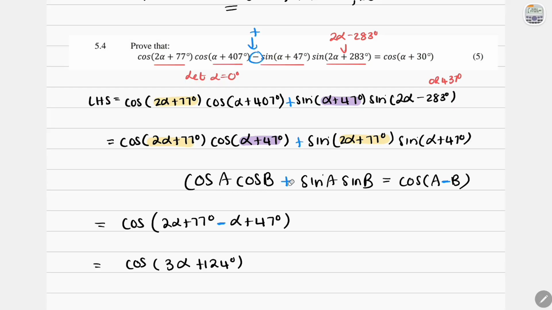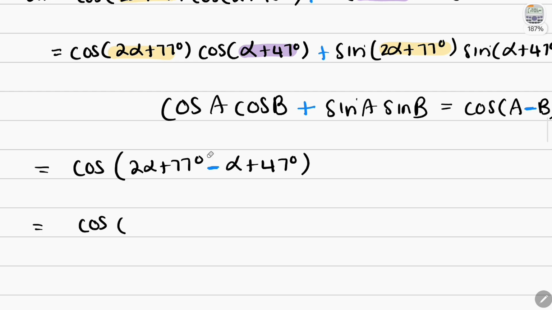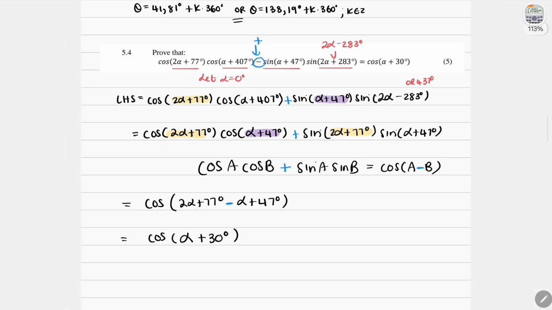cos A, cos B plus. And then we'll have to simplify it to cos A minus B. And so if this is cos A minus B, then this is actually going to work out perfectly, where we have 2 alpha minus alpha, which is alpha, and then 77 degrees minus 47 degrees, which is positive 30 degrees. And there we go. So in this case, the left-hand side would be equal to the right-hand side.